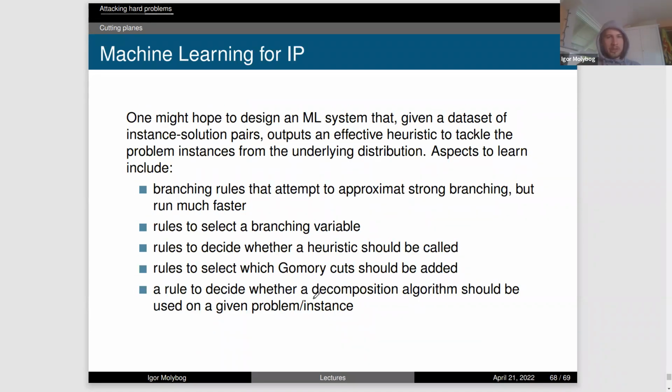I would like to also mention the big topic of machine learning and its relationship with integer programming problems and how they are related to each other. There are two different ways from which you can see their interaction. First of all, it's machine learning for IP, for integer programming problems.